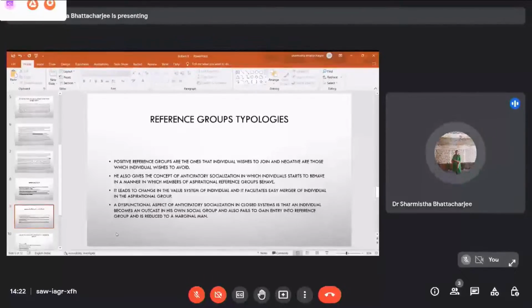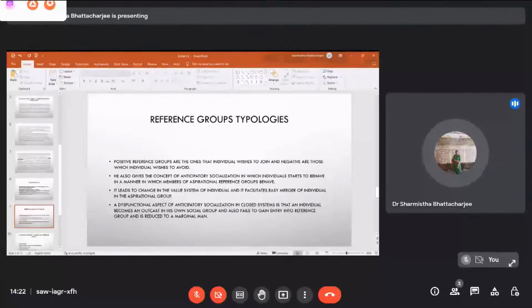Typologies are positive and negative. Positive reference groups are ones that an individual wishes to join, and negative are those which the individual wishes to avoid. It also gives the concept of anticipatory socialization, in which individuals start to behave in the manner in which members of aspirational groups behave. It leads to a change in the value system of the individual and facilitates an easier merger of the individual into the aspirational group.